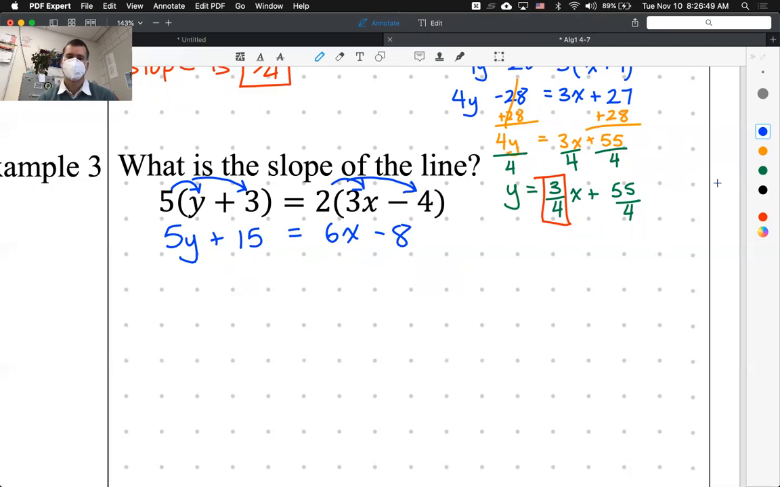Let's move everything over to the right-hand side and get y by itself. Let's pretend that we're solving for y. That's what it means to have slope intercept form. How do I solve for y? I have to either get rid of the 5 or the 15. What am I doing first? Use your rules of the operations.